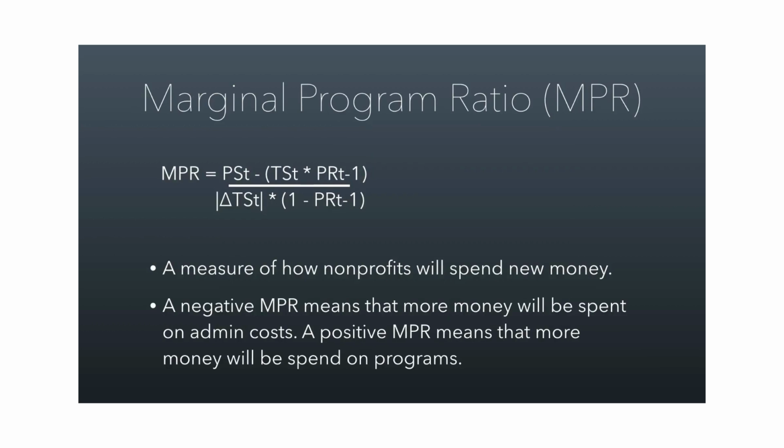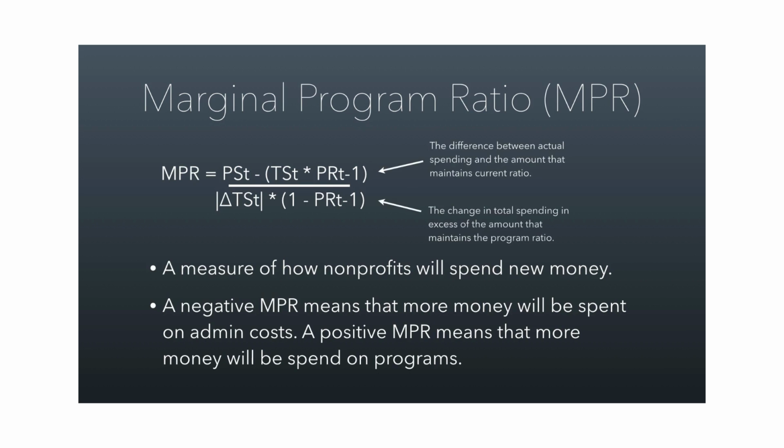There is a way to measure this, and don't stress out when you see that equation, because I'm not going to require it of you on a test or in an assignment or anything. I just wanted to show you how the authors figured out how to calculate this. They call this the marginal program ratio. And fundamentally, the equation is the difference between actual spending and the amount that maintains the ratio versus the change in spending that is in excess of the amount that maintains the program ratio.